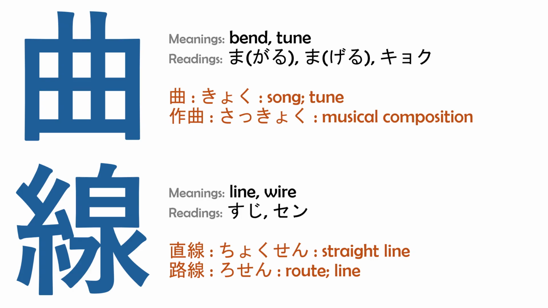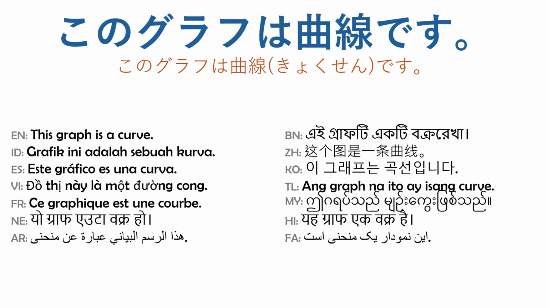The second kanji means line or wire. You see it in chokusen, a straight line. It also shows up in rosen, like a train or bus line. Picture a path running across a map. This graph is a curve.